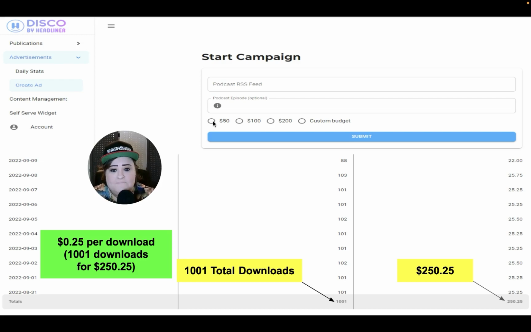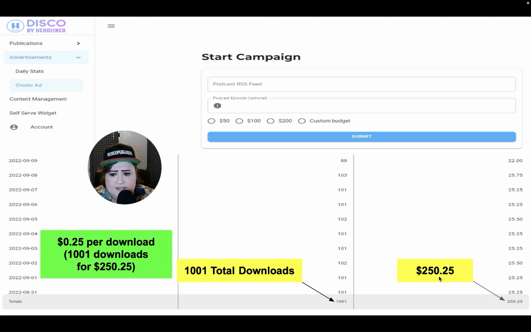But this one, they actually gifted me with, so I could test out their platform, I don't know if it was $250 or 1,000 downloads, but that's what it came to. But you can do it as low as $50 and you can do a custom budget. So basically I got 1,001 total downloads and it came to $250.25.